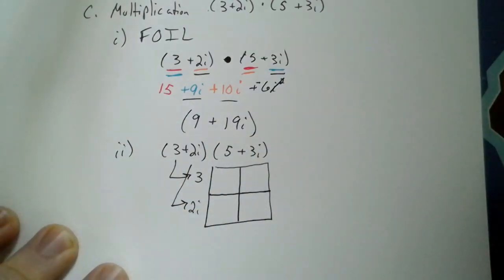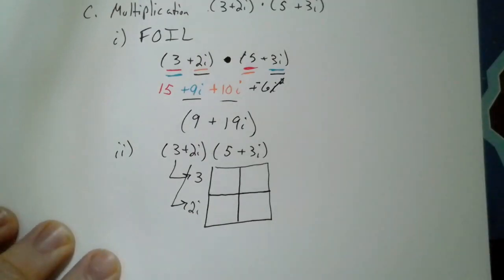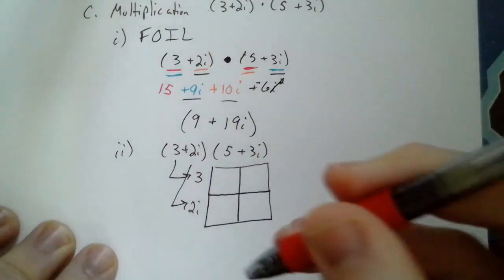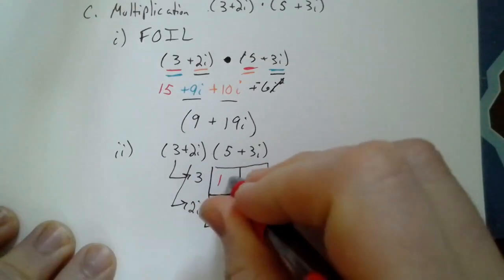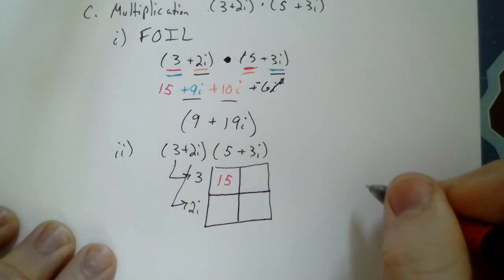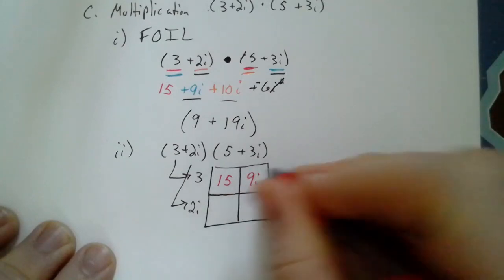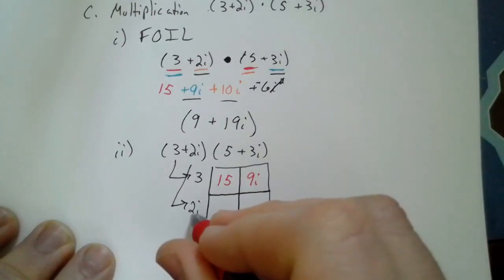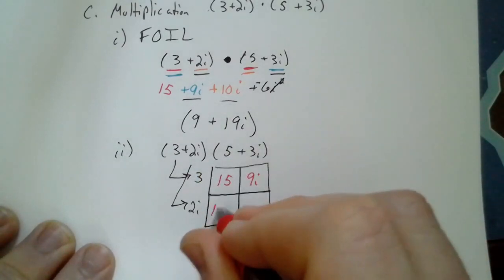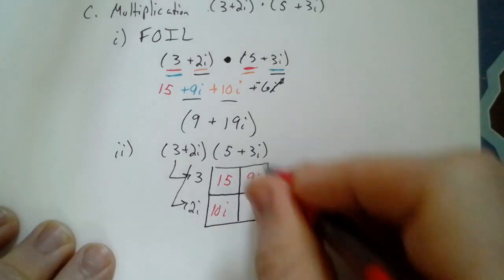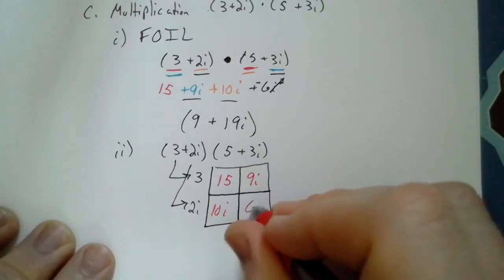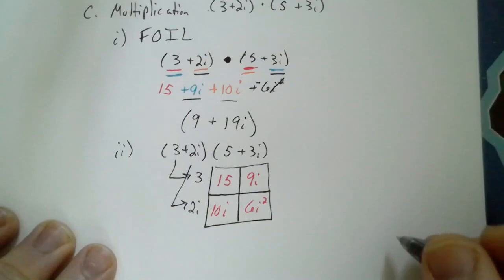Now I multiply to fill the boxes. Very straightforward. Here, 3 times 5 is 15, right? 3 times 3i is 9i. And now I multiply 2i times 5, 10i. And then 2i times 3i, which is 6i squared, okay?